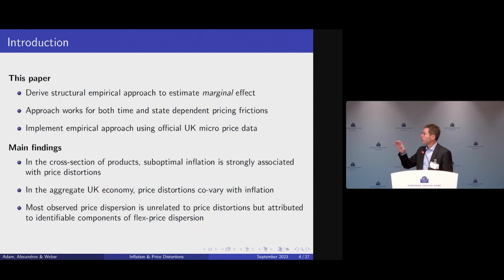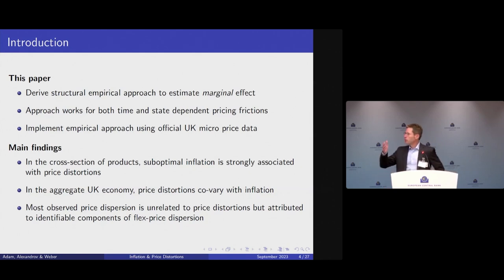Now, we derive a structural empirical approach, so we go back to the theories and derive our estimation equations directly from the theories to estimate exactly this marginal effect, right? And it turns out that the approach that we're going to derive works for both time and state-dependent pricing frictions. So this paper is really not about whether one or the other is more plausible in light of the microdata, because the mechanism is in both of these types of models, and that's what we are interested in, to see whether the mechanism is really there. Now, once we have this empirical approach, we're going to implement it using the UK microprice data, which you can find on the website of the Office of National Statistics.